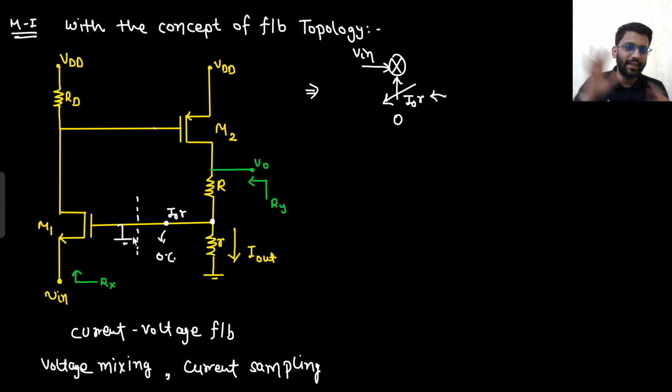But at the input side, I don't want my feedback. I want 0 voltage at the input side. If I want 0 voltage at the input side, I need to short circuit this. So this end will be open circuited, this end will be shorted. That's it. So let's make the open loop diagram now.